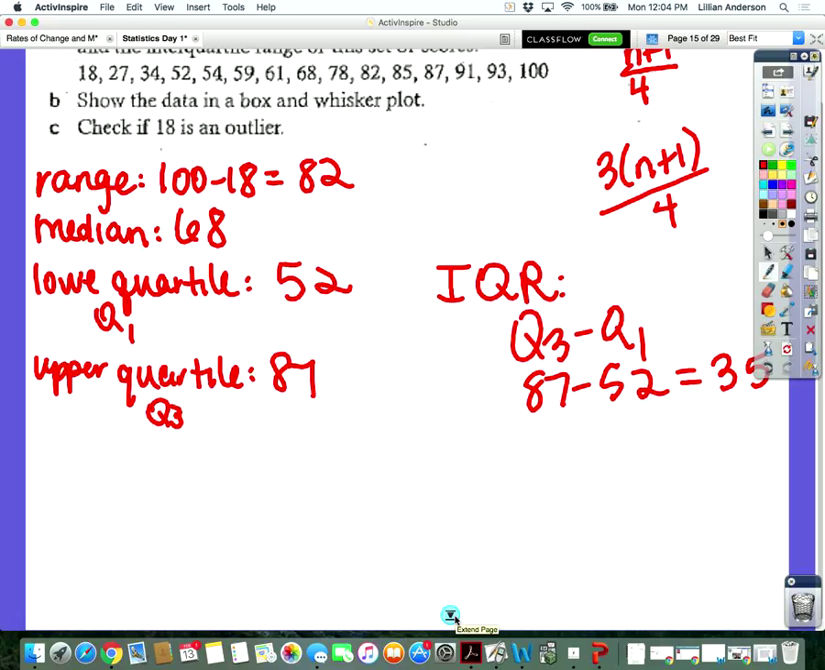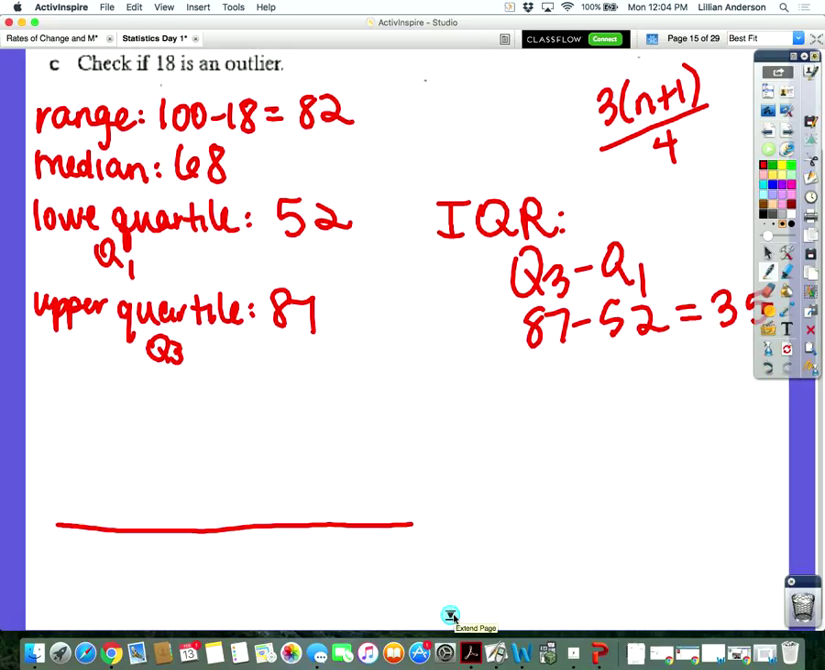Now it says to show this as a box and whisker plot. With every box and whisker plot, you need a horizontal x-axis, and you need to make sure that you label that x-axis. What are we talking about in this problem? It doesn't say. So in this case, we're just going to leave it as x values.